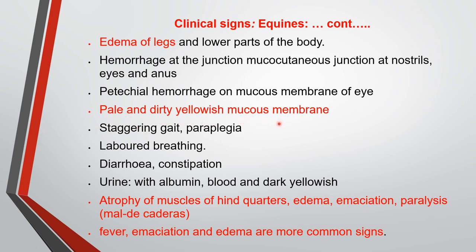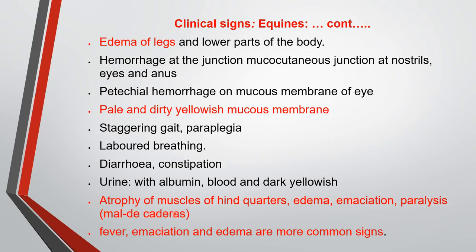Petechial hemorrhage on the mucous membrane of the eye is because of the high fever and toxemia. Pale and dirty yellowish mucous membrane: paleness suggests anemia, the yellowish color suggests icterus or jaundice. There is staggering gait and paraplegia because of the effect on the central nervous system. Labored breathing because of anemia. There is diarrhea and or constipation. The urine contains albumin, blood, and is dark yellowish in color.